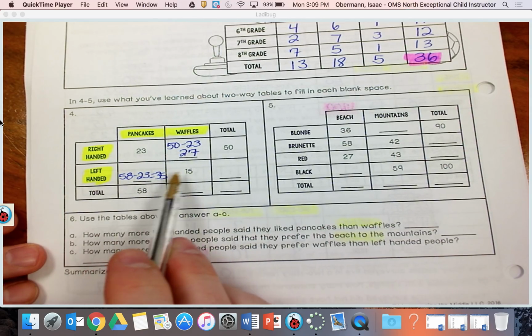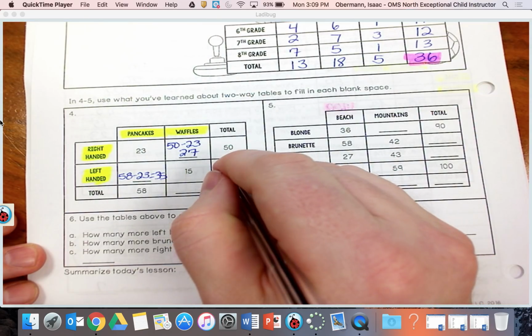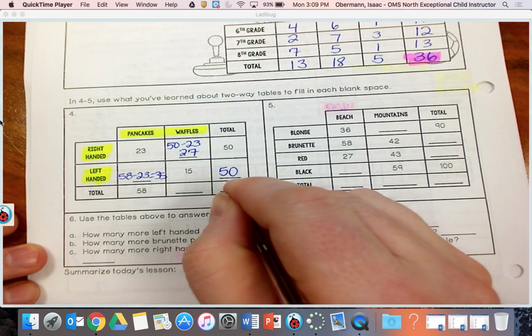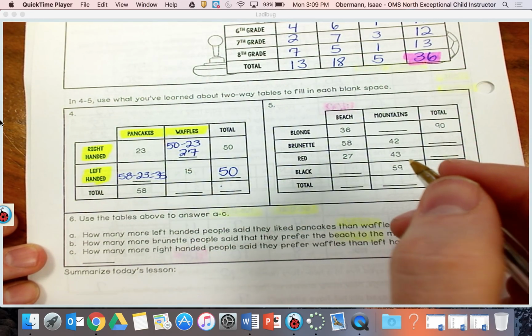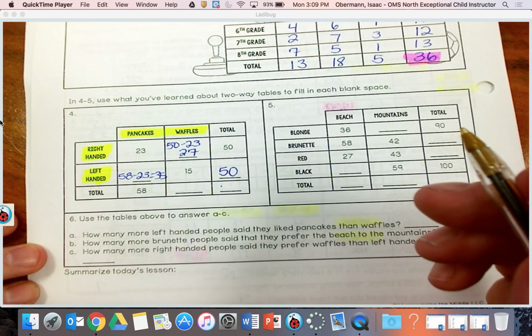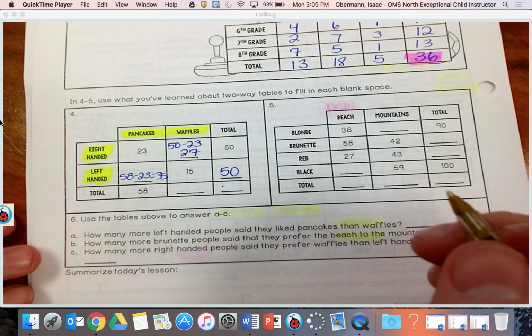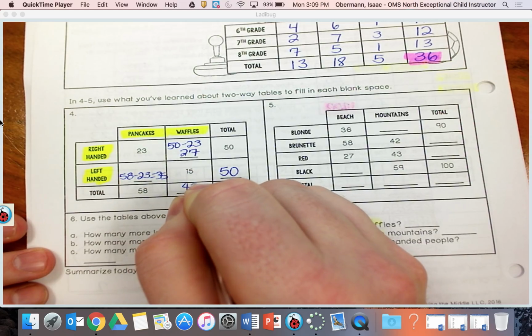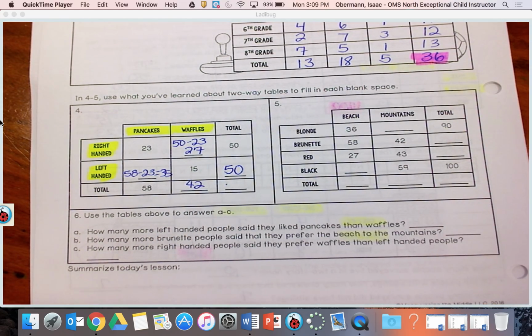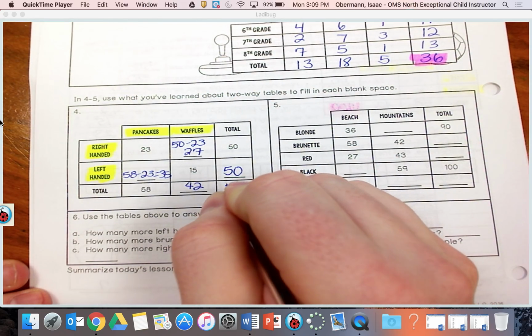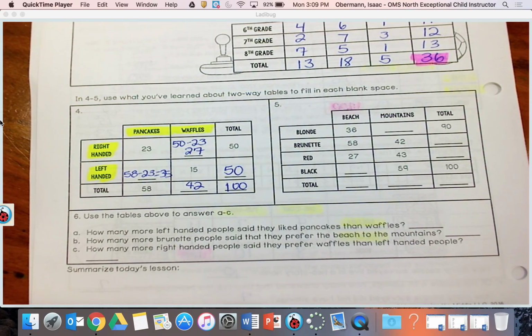So I have 35 and 15. It's going to give me 50. And I got 27 and 15, and I get 42. All right. So I got 42 right there, and I'm done. And I can answer these things right here. It gives me 100. That's pretty much it. Okay.